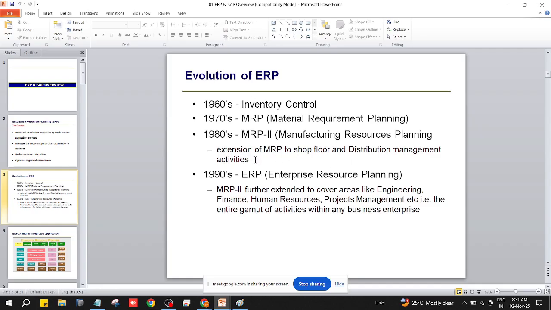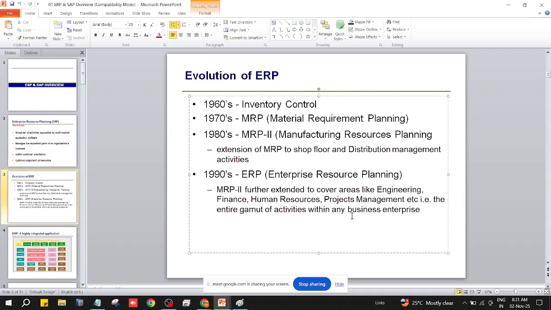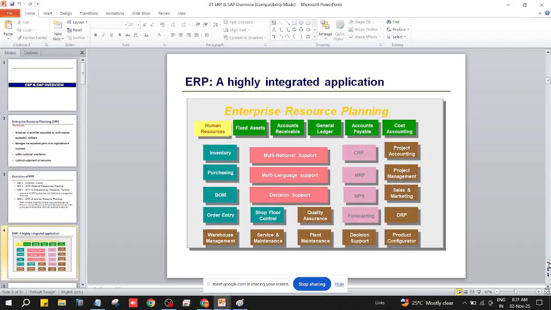Earlier, everything was plant-specific. When plant operations combined with administrative operations, then it became ERP. That means finance module, HR module, project management, PS modules, so many other modules were introduced, sales and distribution, marketing, everything. Then it becomes a whole ERP. This is the way the ERP concept was introduced.